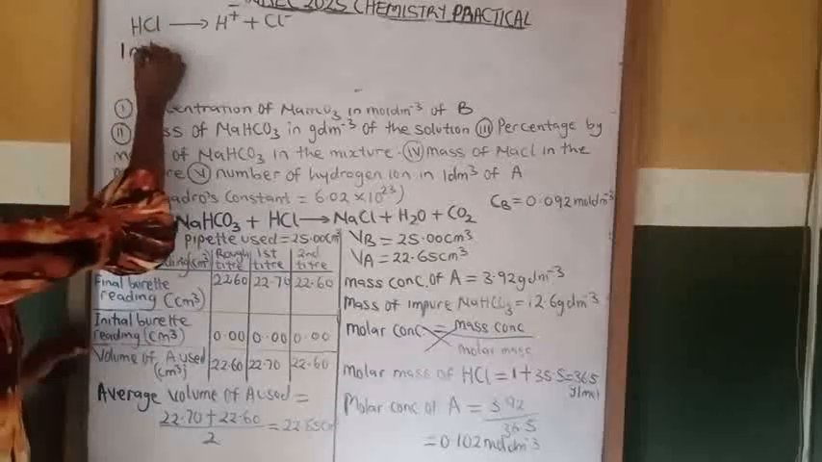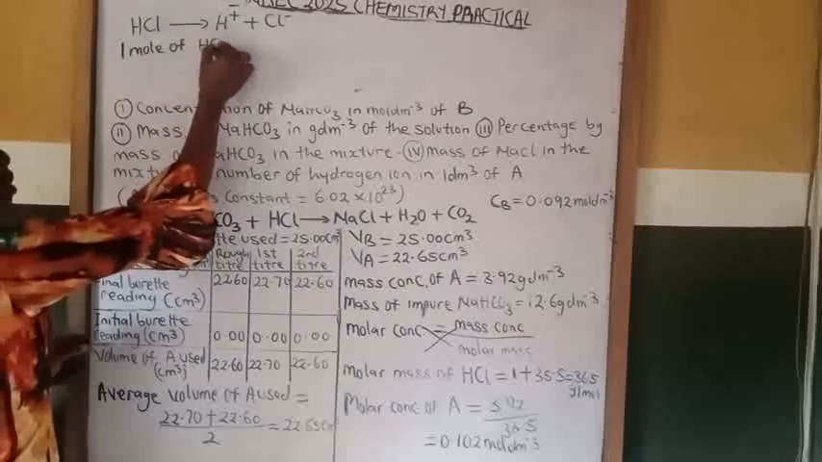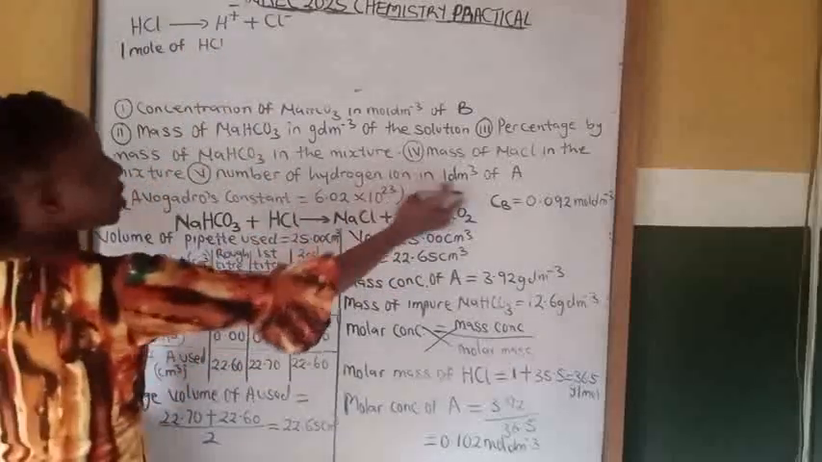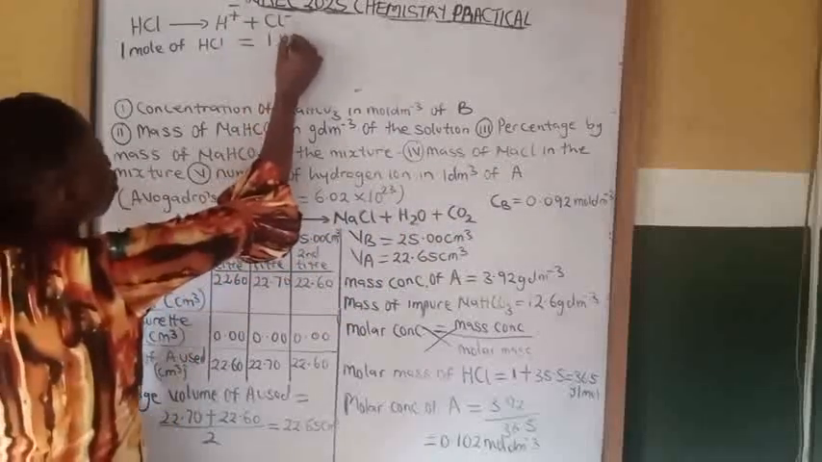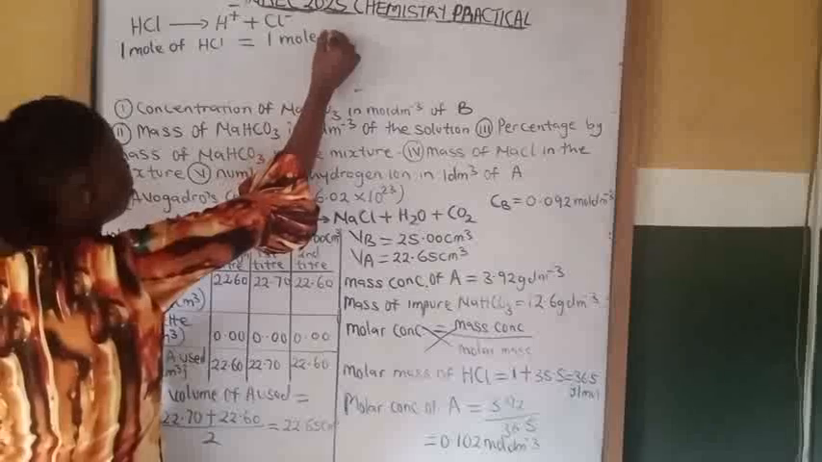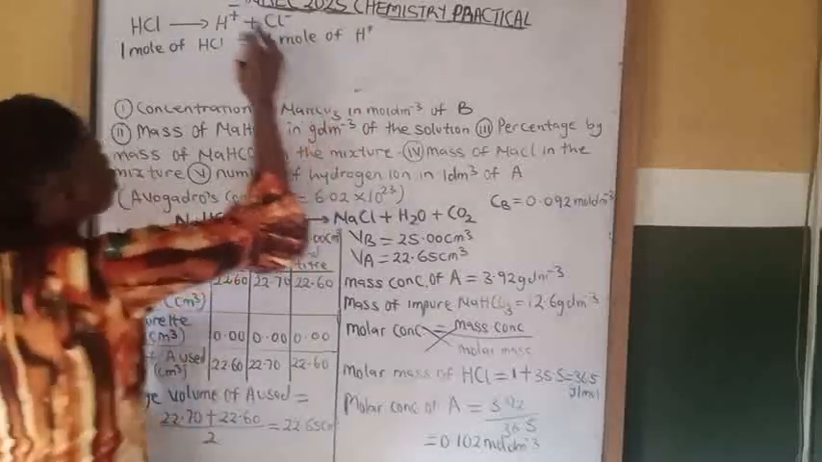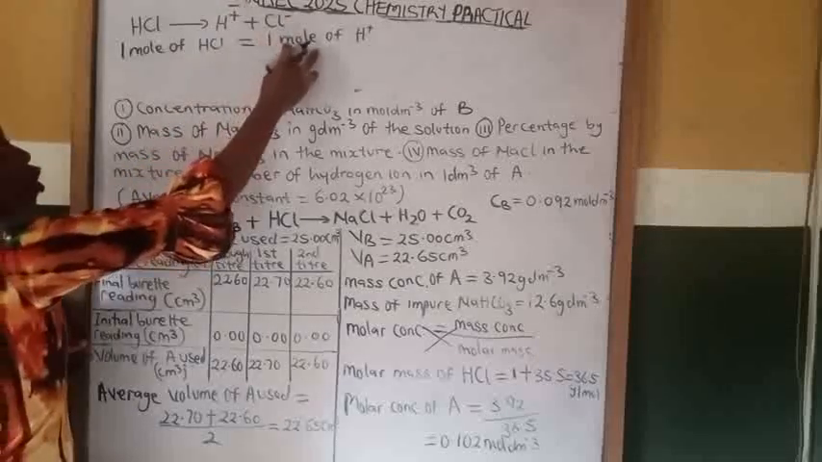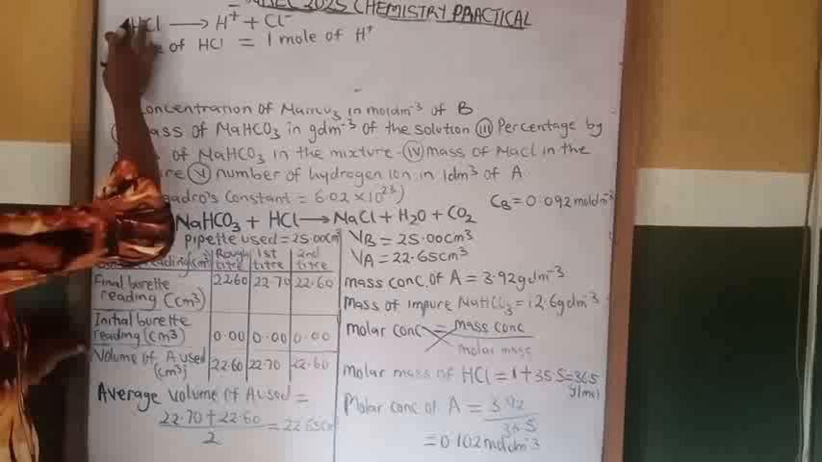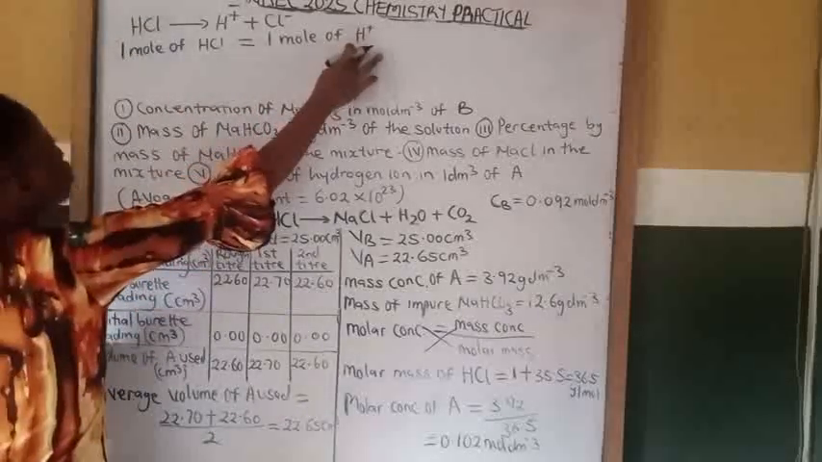We are going to say 1 mole of our acid, which is HCl. So 1 mole of HCl produces what? 1 mole of hydrogen ion. That is, the coefficient of this hydrogen ion is 1 mole. Then the coefficient of this hydrochloric acid is 1 mole, equal to 1 mole of hydrogen ion.